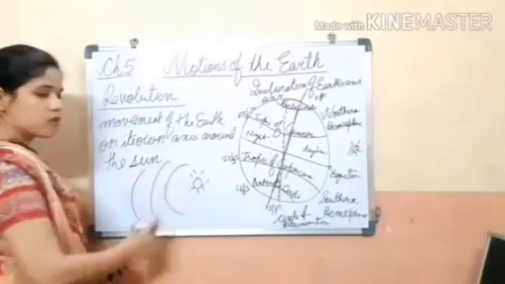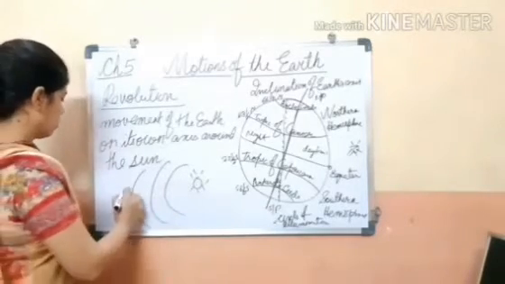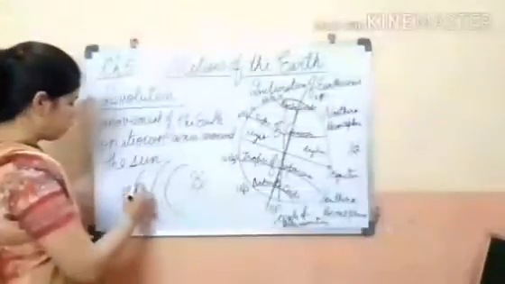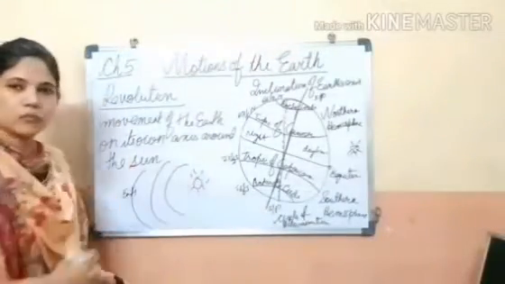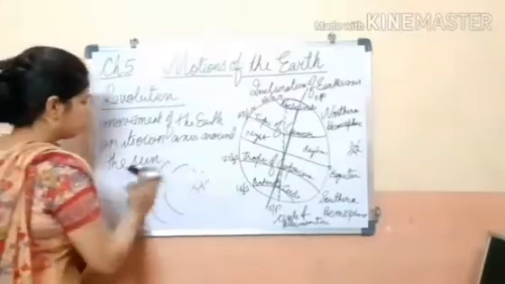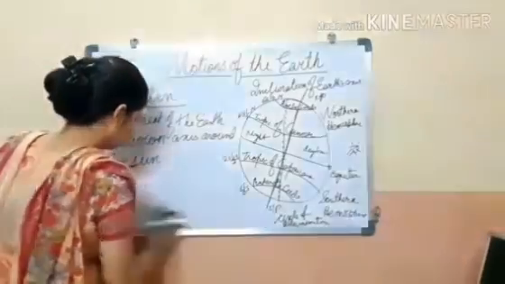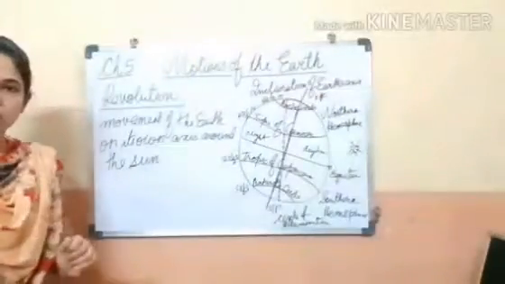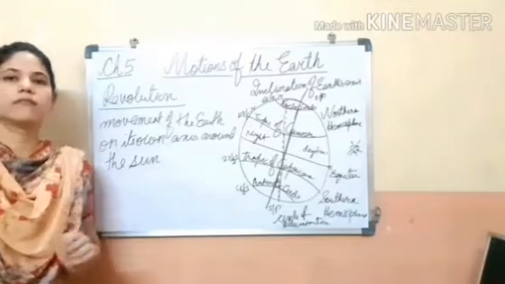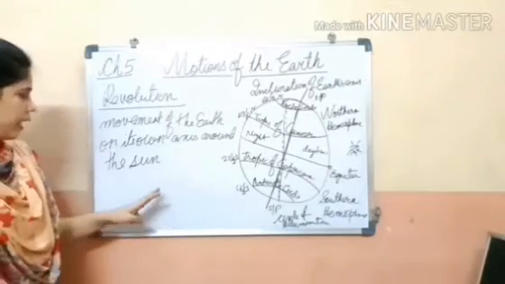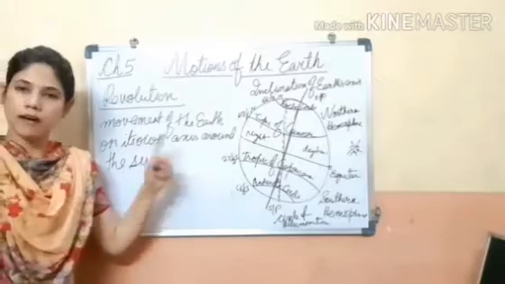So near to the sun is Mercury, Venus, and third is Earth. And this is the orbit, the fixed path on which the Earth moves around the sun. Now this Earth takes 1 year, that is 365 and 1/4 of a day, to complete one revolution.